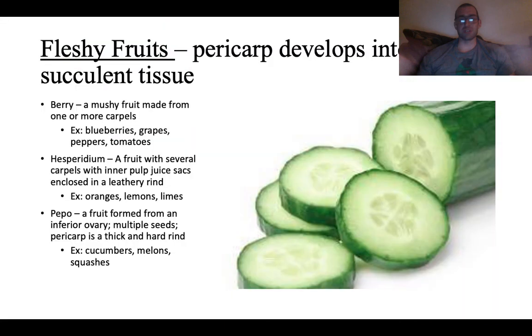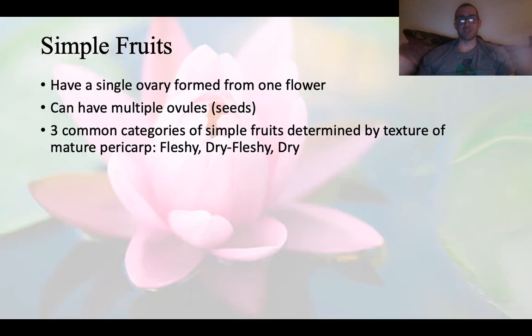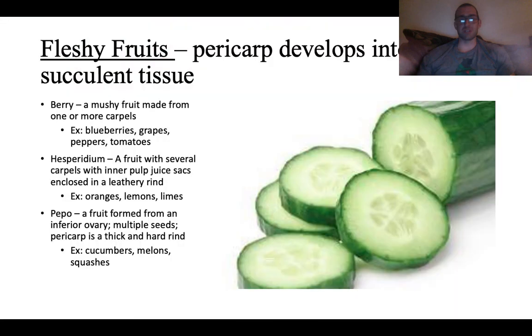And this is where, like I said, our pericarp plays a big role, because it's how that pericarp develops, what it develops into, that is going to determine whether it's a fleshy fruit, a dry fleshy fruit, or a dry fruit. So with our fleshy fruits, our pericarp develops into succulent tissue. And examples are berries, blueberries, grapes, peppers, tomatoes even. Hesperidiums, which are your oranges, lemons, limes, your citrus fruits. Or pepos, which are cucumbers, melons, squashes.